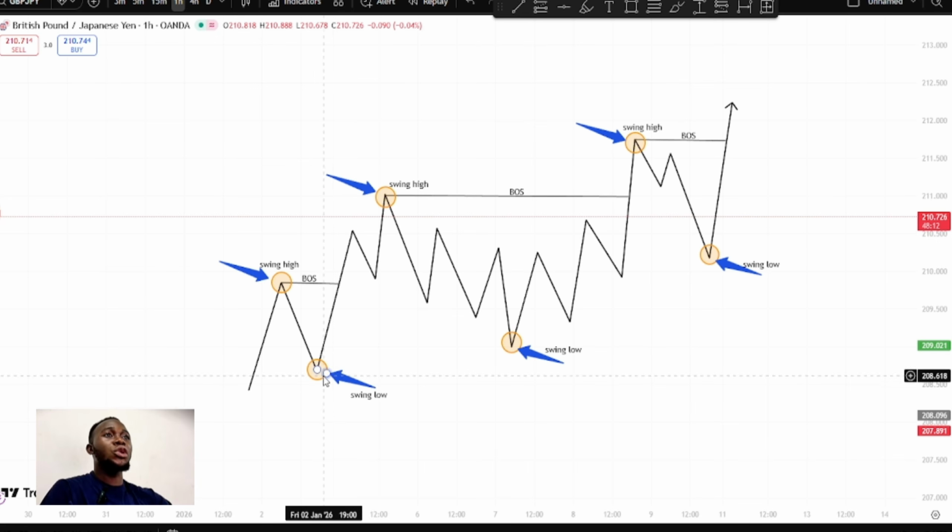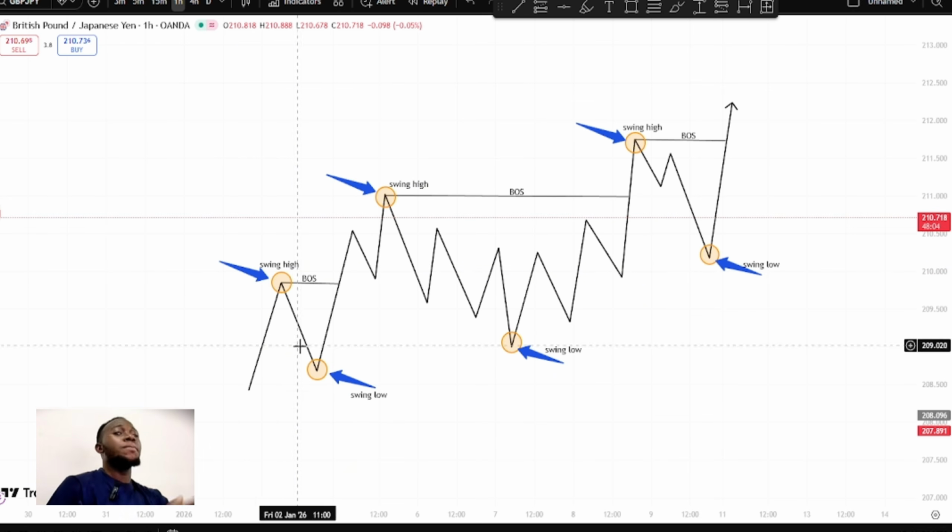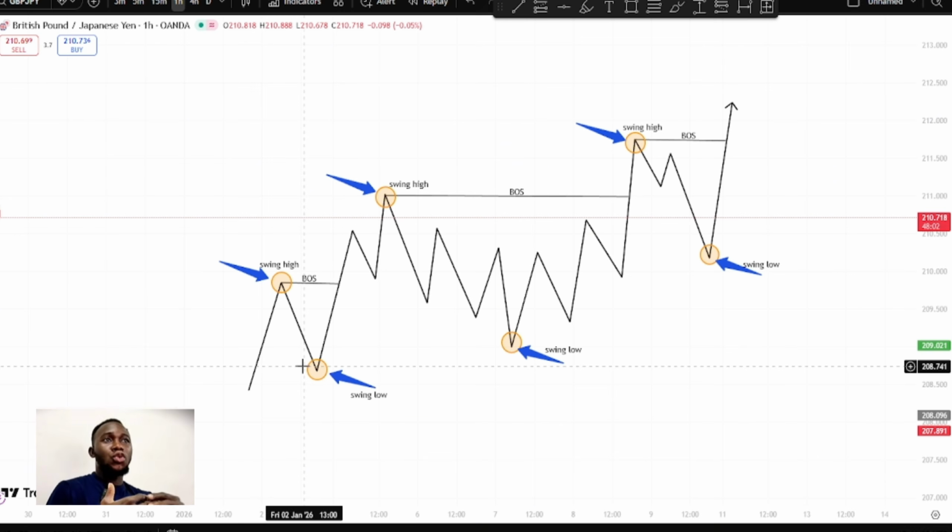Now, this was the swing low that caused this break of structure to the upside when it took out this swing high. Now, in a bullish market, you want to be seeing higher lows that will be taking out higher highs, while in a bearish market, you want to be seeing lower highs that will be taking out your lower lows. Very, very simple, as easy peasy as that.